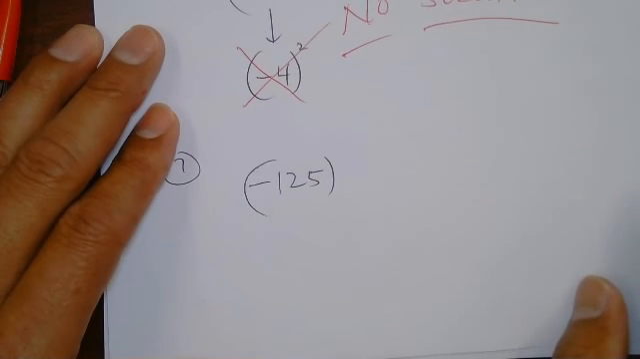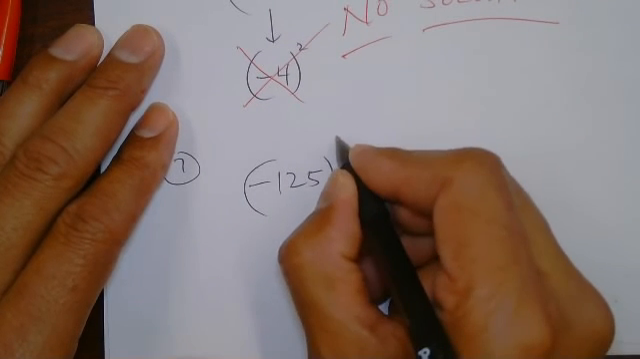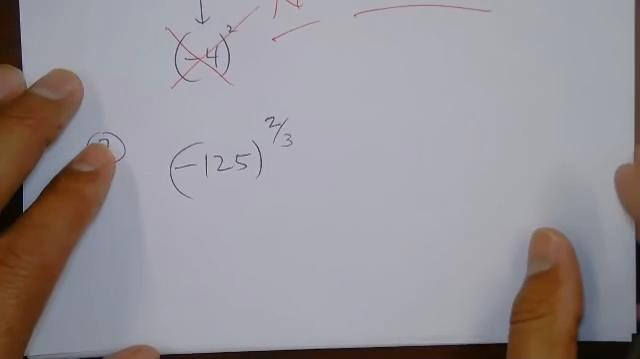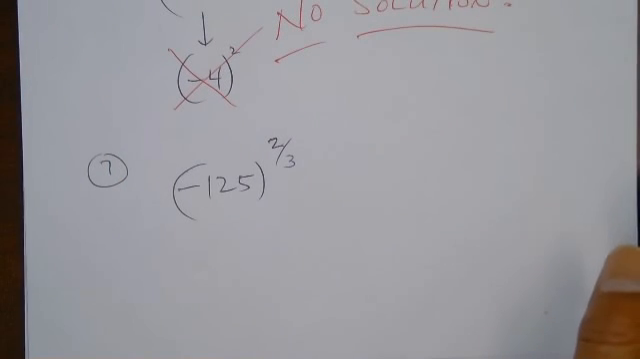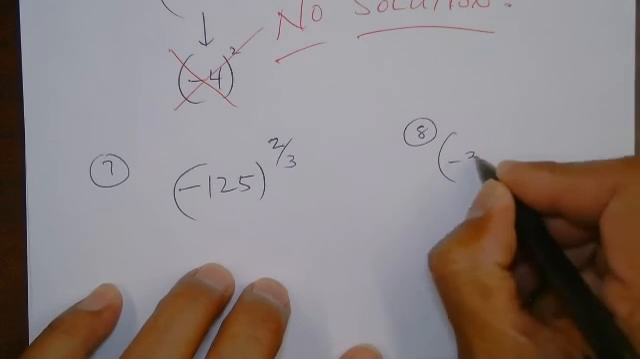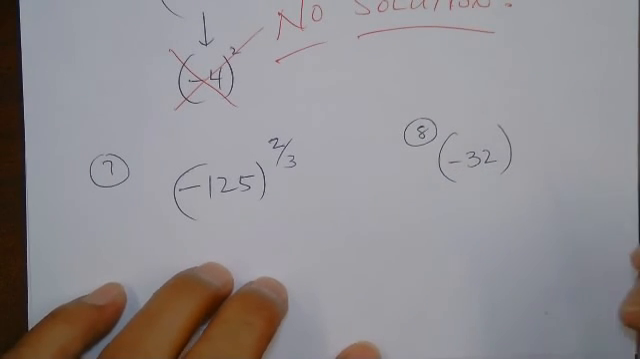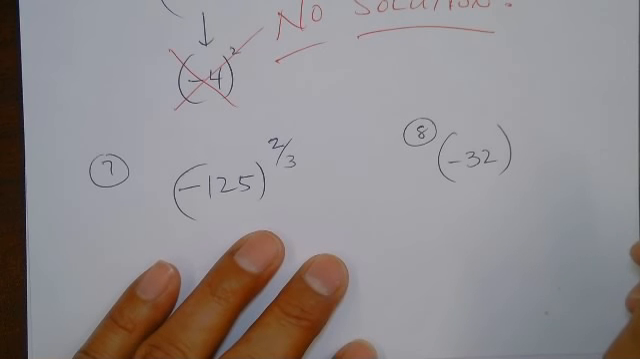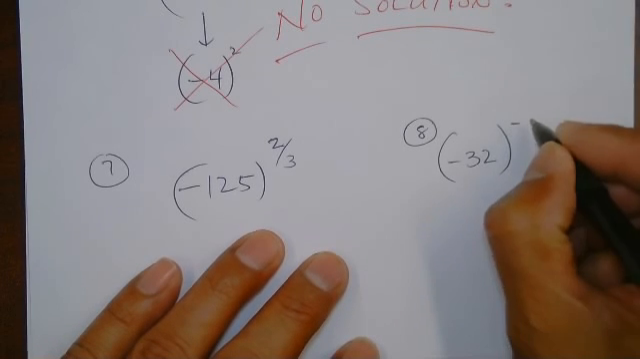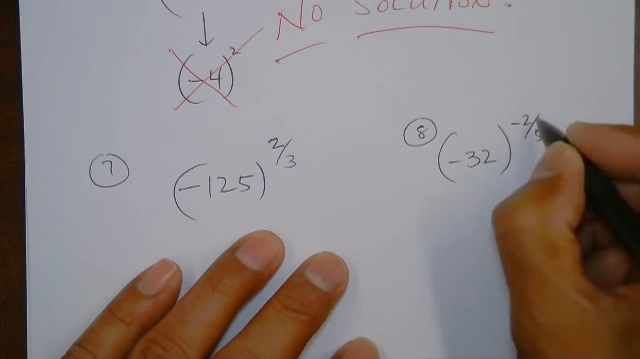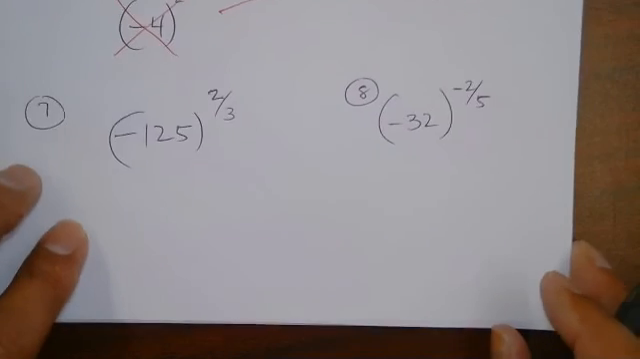Okay, last one. How about this? Number 7. How about negative 125 to the power of 2/3? I'll put one more with a 5 on it, another odd number. Negative 32 to the power of... Oh, what if I put 2 negatives? I wonder if I have that. I'll just put it, see what you guys do.